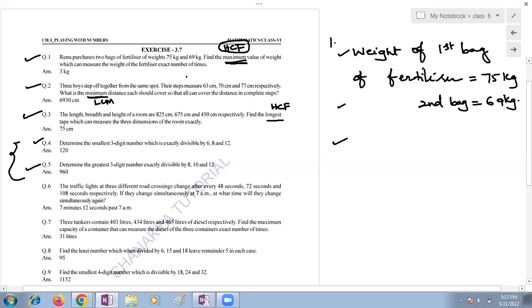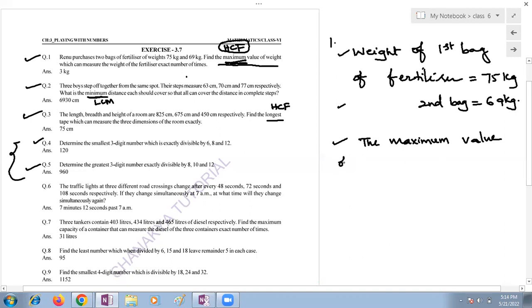And the third statement, in the question only you will get, children. The maximum value of weight which can measure the fertilizer an exact number of times. Therefore, the maximum value of weight that can measure the fertilizer an exact number of times. Or you can take the maximum value of weight. Same thing, you can write as the third statement, what I'm taking from here.